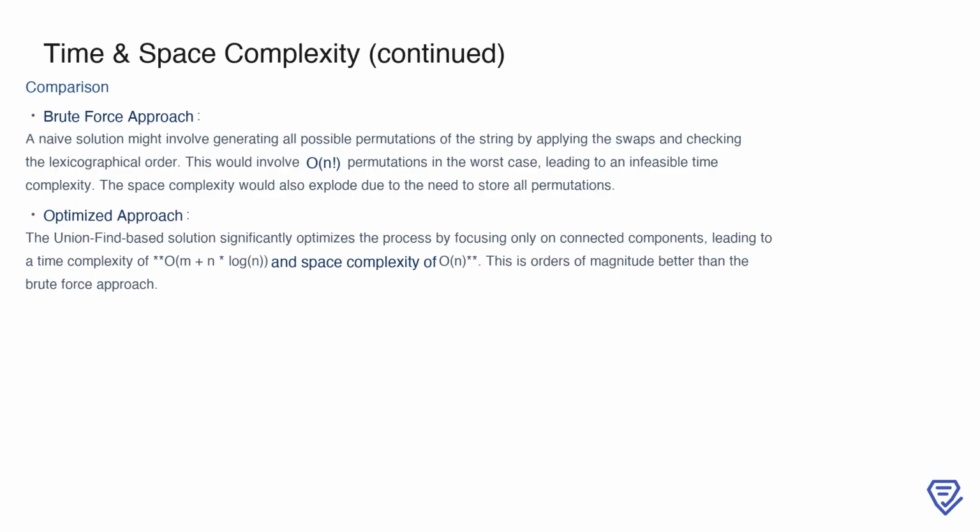When comparing approaches, a brute force method would involve generating all possible permutations of the string by applying the given swaps and checking the lexicographical order of each permutation. This would result in n! permutations in the worst case, leading to an infeasible time complexity. The space complexity would also be enormous, as we'd need to store all permutations. In contrast, the optimized union-find-based approach focuses on identifying connected components, which drastically reduces the scope of work. Its time complexity is O(m + n log n), and space complexity is O(n). This is orders of magnitude better than the brute force method, making it far more practical and efficient.